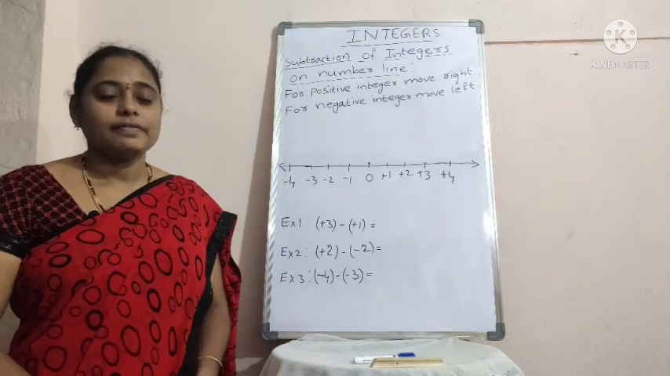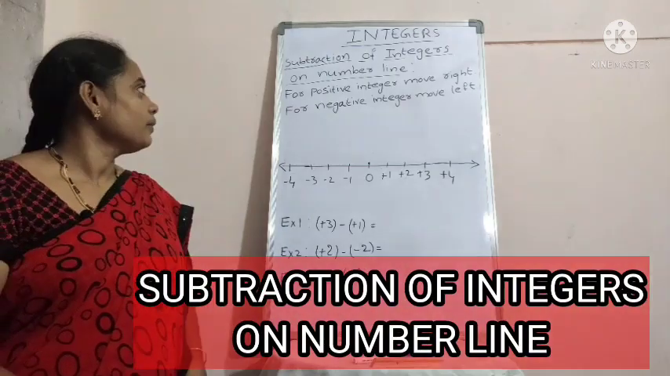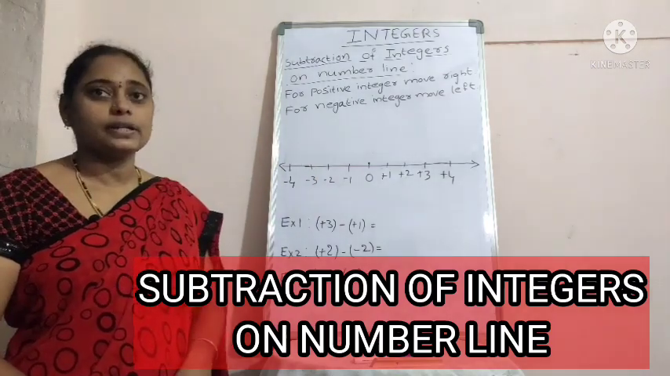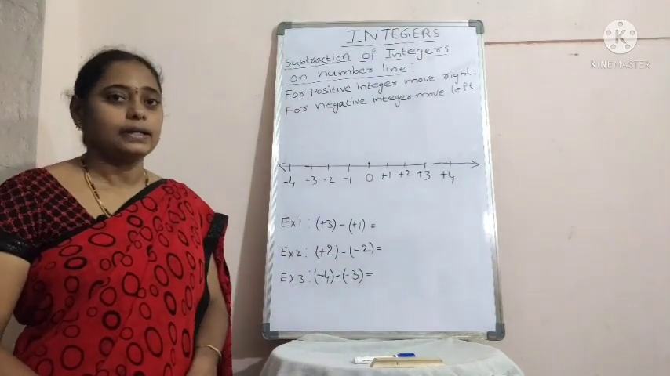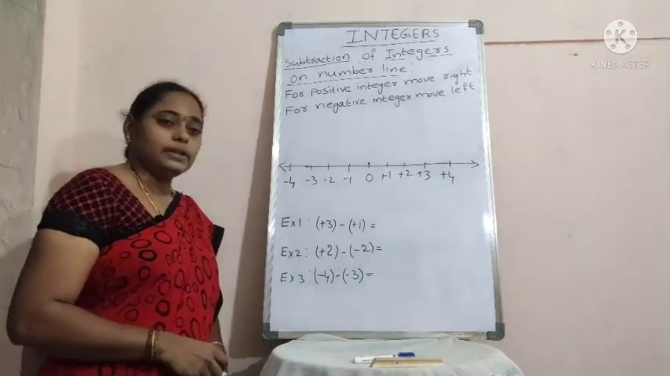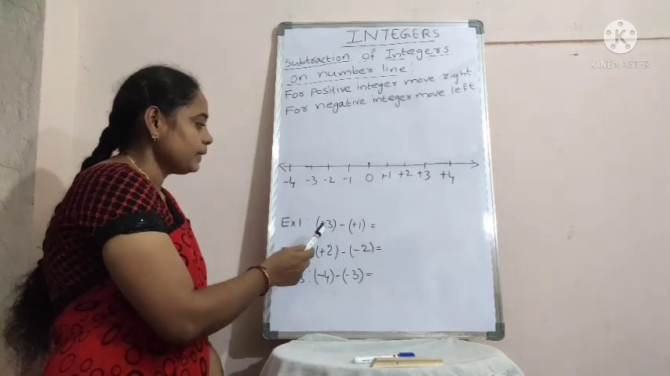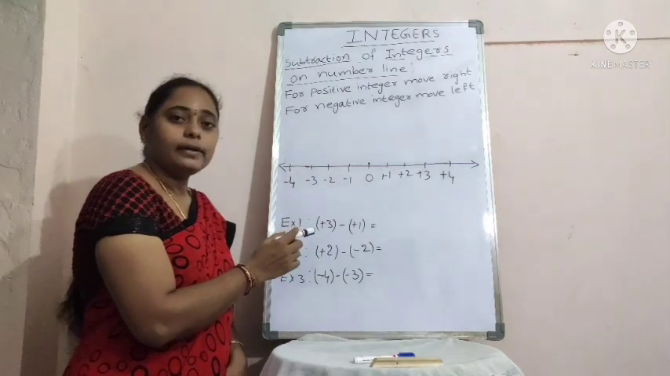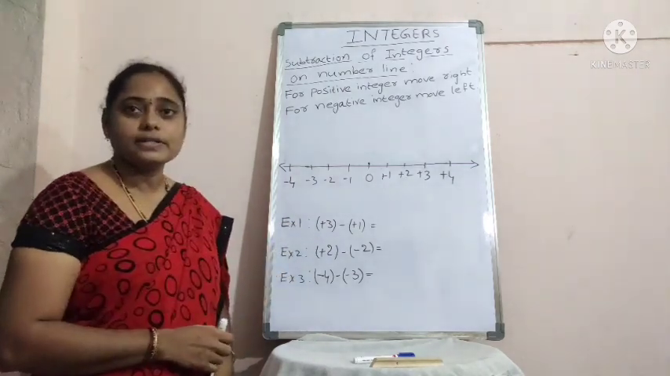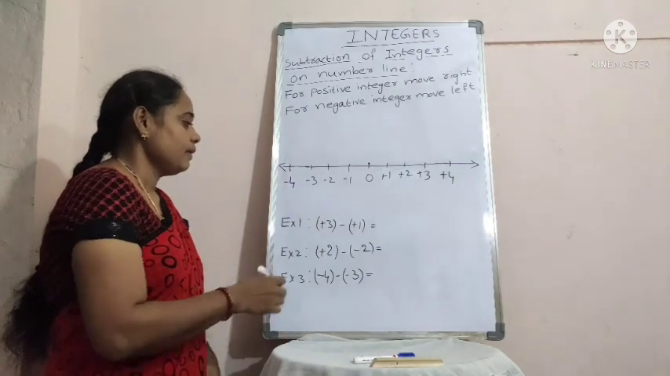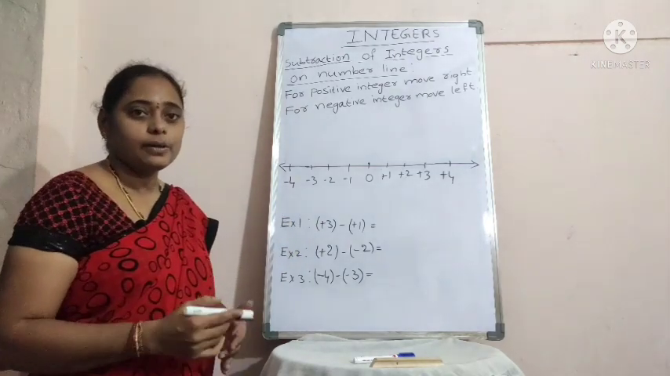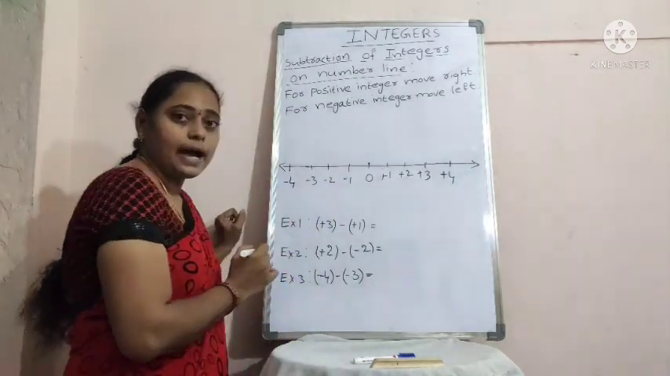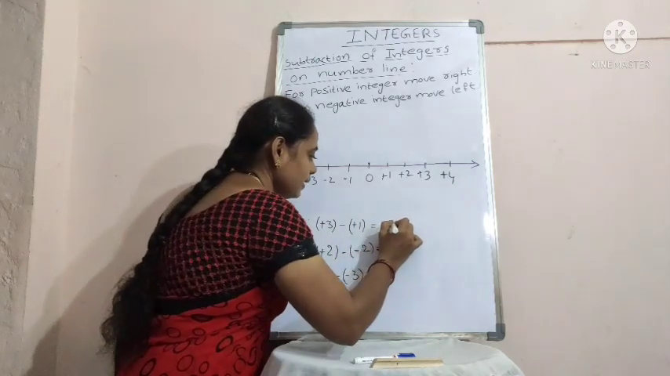Subtraction of integers. For subtraction also we have to consider these 2 points. Move right for positive integer, move left for negative integer. Example. Subtract +1 from +3. How can we do subtraction of 2 integers? Yes, convert the subtraction problem into addition problem. For this, keep first integer as it is, that is +3.